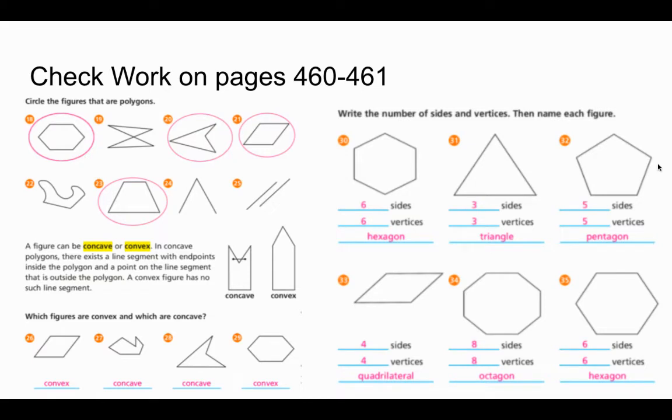All right, so third graders, you can pause the video again so that you can check your work. We circled polygons, we named convex and concave figures, and we also looked at common figures of polygons and listed how many sides and vertices and named them. Stop the video if you need to check your work.